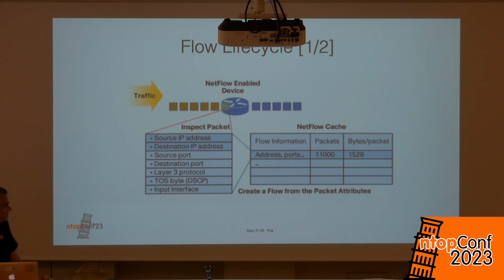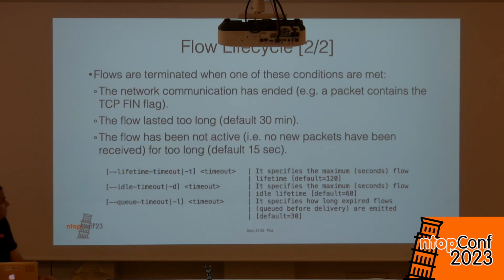The key is usually that or a subset of that, and that contains some counters. Whenever there is a packet, it increments the number of packets, and increments the number of bytes. So the flow starts as soon as one packet hits the router with this key. Imagine this as a hash table. This is the key and these are the values. Very simple. And then a flow is terminated when one of these conditions is met.